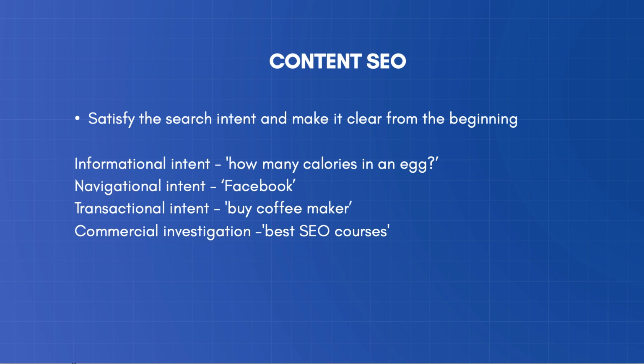The first is to make sure that your content satisfies the search intent. Before publishing any type of content on your website, you need to understand what type of content users want to see for a given search query. In general, the search intent can be categorized into 4 types: informational, navigational, transactional, and commercial.